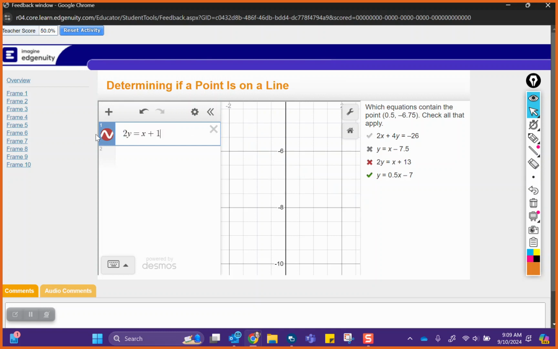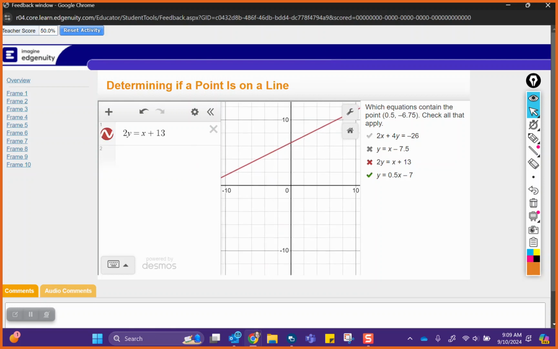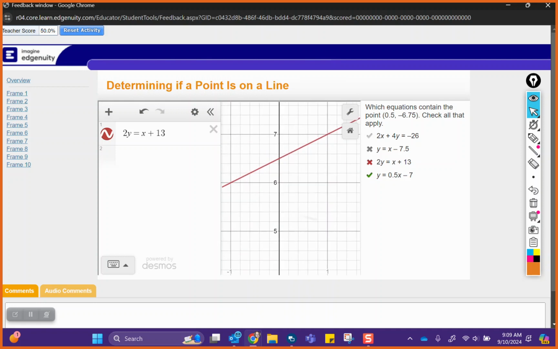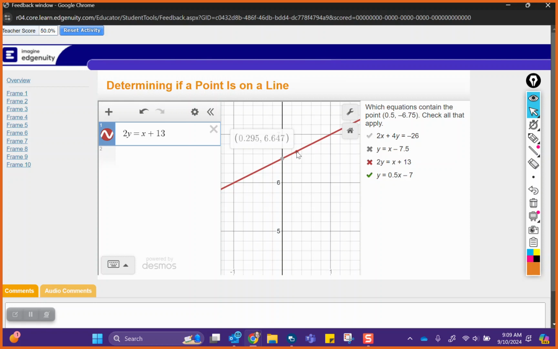2y equals x plus 13. This is the next one I'm going to do. I'm going to have to zoom out to find where the line is. And here it is, way up here. So again, I'm zooming in a bit because I want to find that 0.5 mark. And there it is. It is 0.5, but it's positive 6.75. And in the problem, it was looking for negative 6.75. Remember, that would have been way down below the x-axis. So that one should not have been selected.